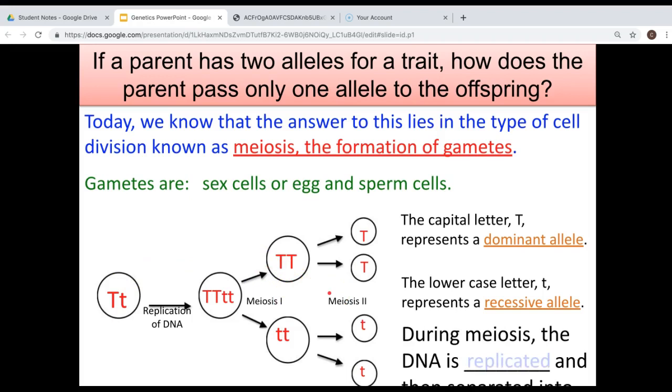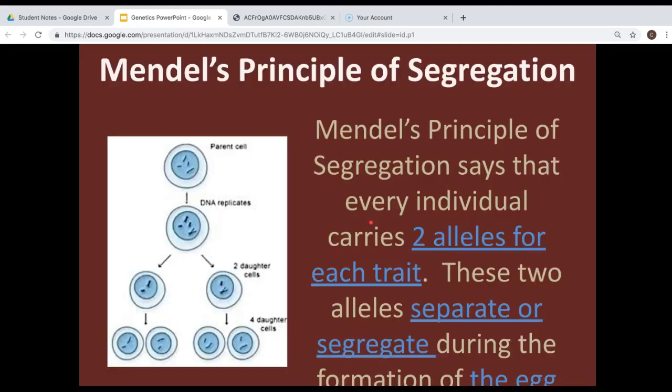Okay? So during meiosis, the DNA is replicated. That's during interphase. And we end up with 4 gametes. And this is how each parent passes only 1, notice 1 allele each to the offspring. Pretty neat stuff. All right, principle of segregation. That is what we just talked about.